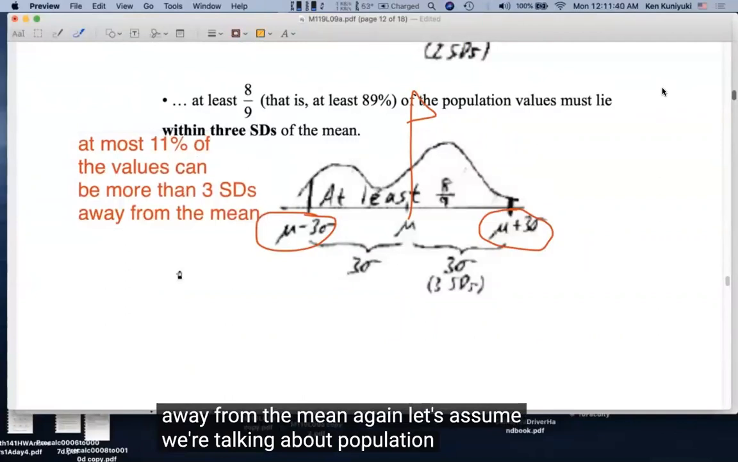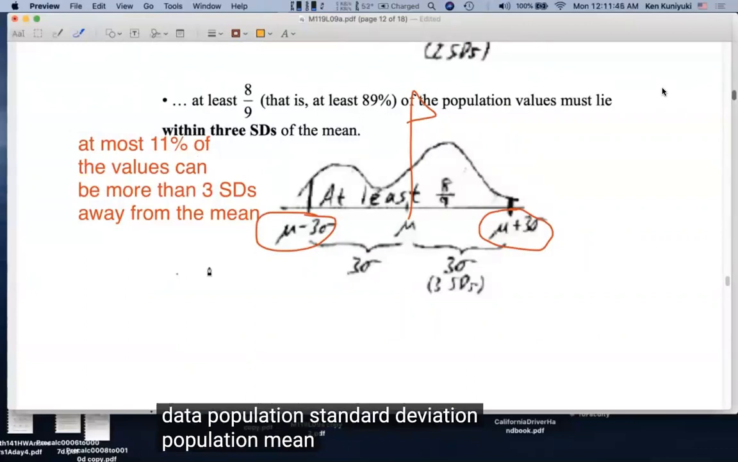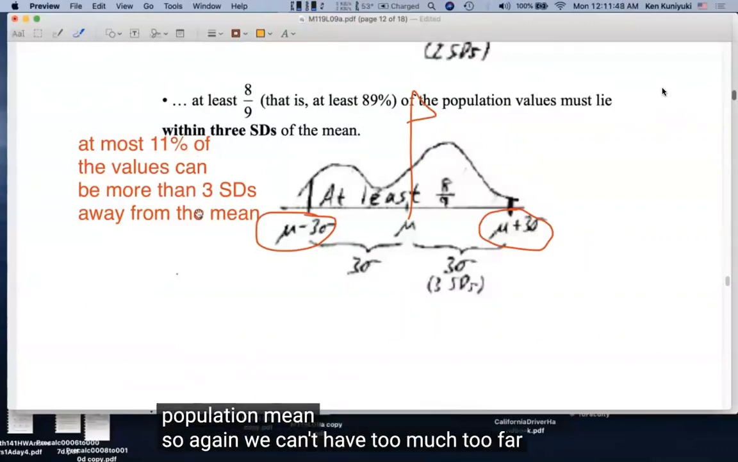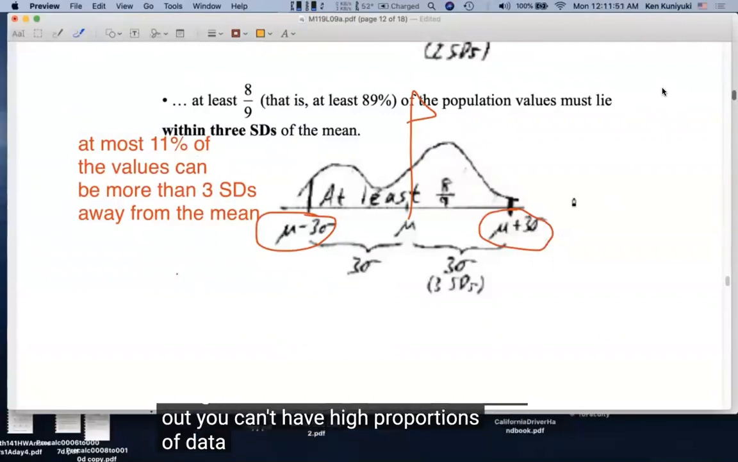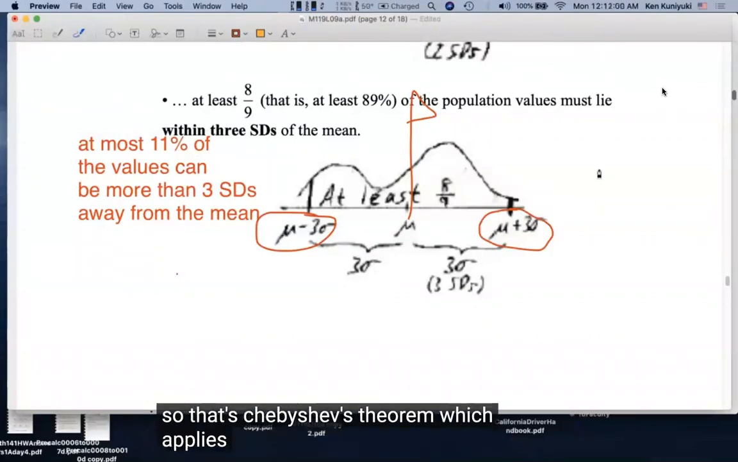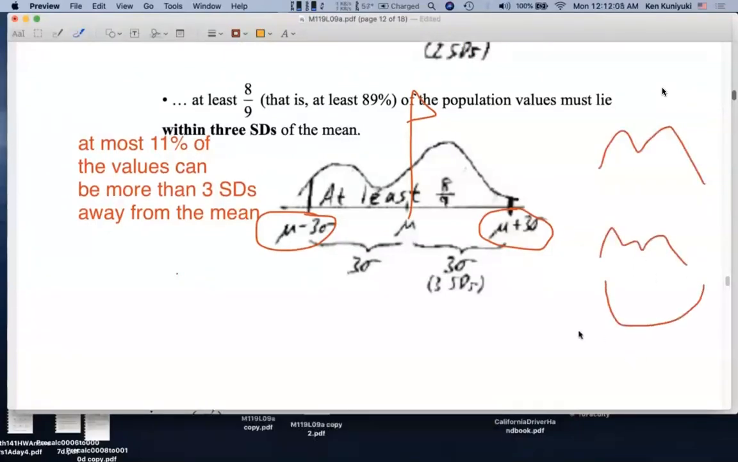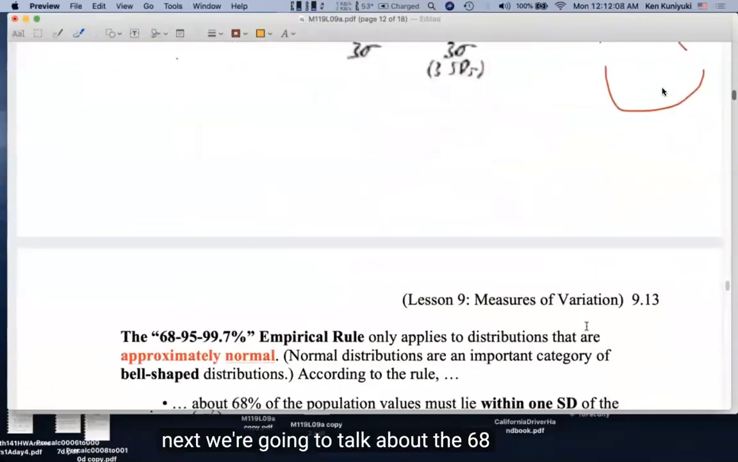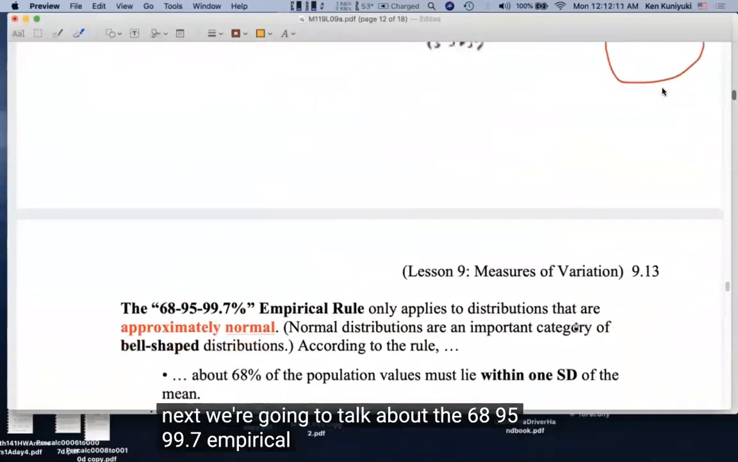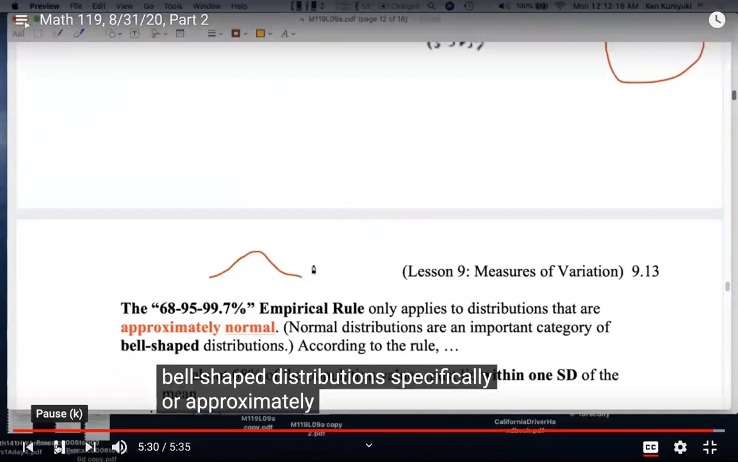Again, let's assume we're talking about population data, population standard deviation, population mean. So again, we can't have too much too far out. You can't have high proportions of data that are 4 or 5 standard deviations away from the mean. So that's Chebyshev's theorem, which applies to a variety of possible shapes. Next, we're going to talk about the 68, 95, 99.7% empirical rule, which applies to bell-shaped distributions specifically, or approximately bell-shaped or normal-shaped distributions. That's next time.